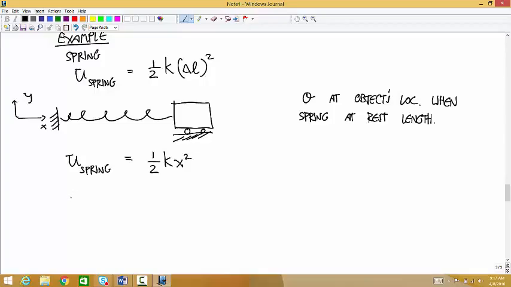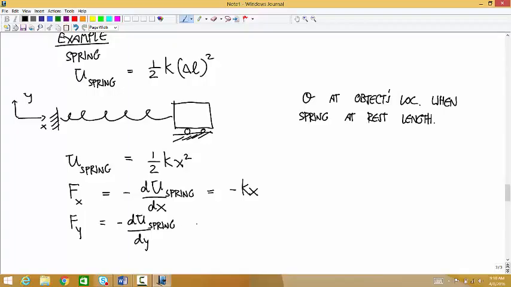And so now we can calculate the forces. The x component of the force is negative derivative of the spring potential energy with respect to x. So what do you get for that? Yep, and then negative, so negative kx. For the y component, what do you get? Derivative of U spring with respect to y. There's no y in there, yeah.